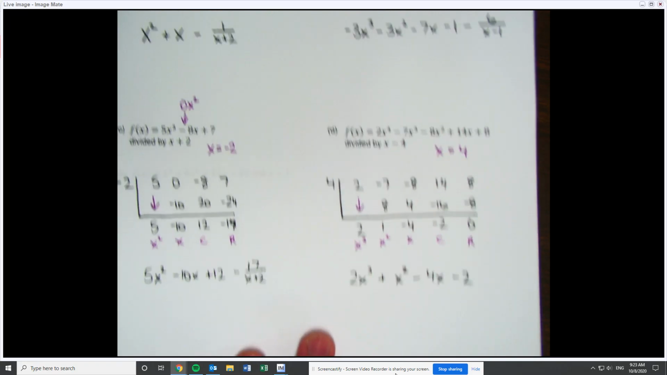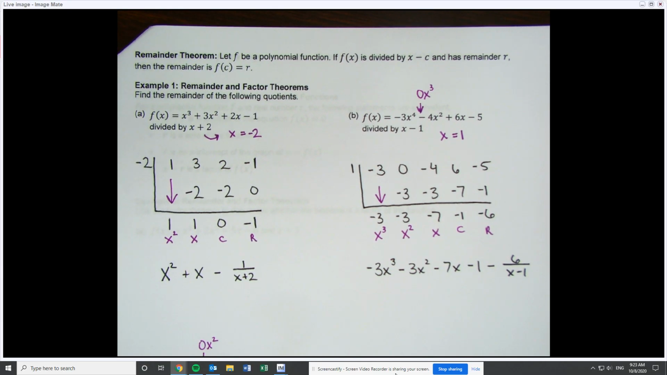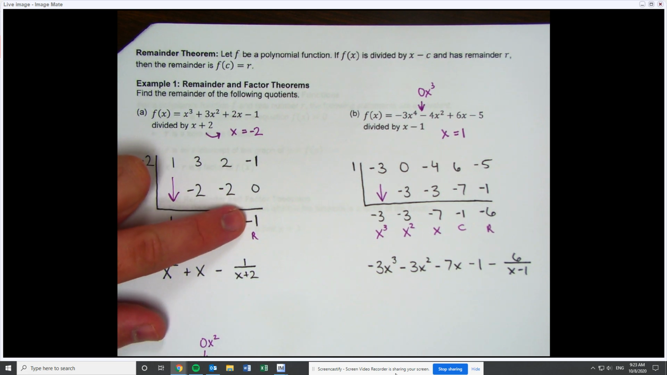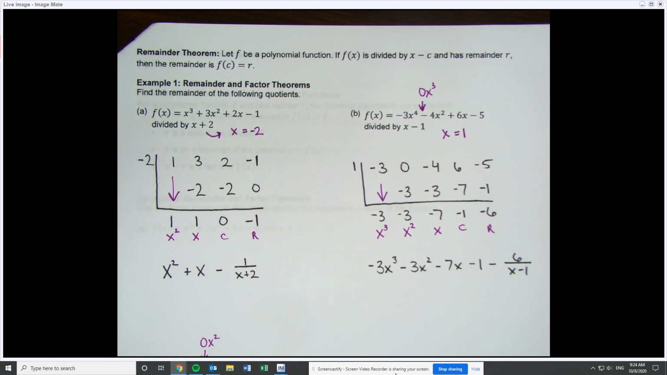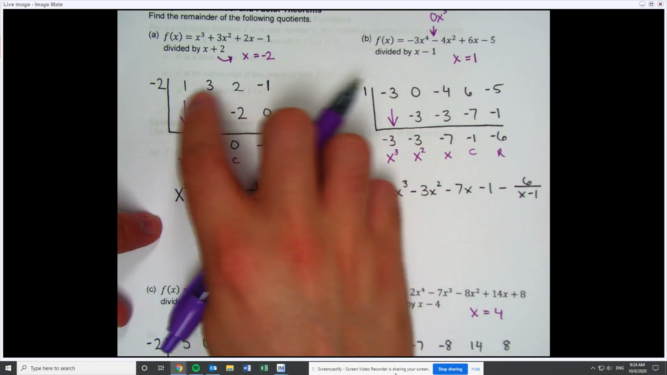Let's go back up and look at this top property. This property says that if f of x is divided by x minus c, which is what we've been doing, and has a remainder r, whatever number it is that we label r, then that remainder is the same thing as if we plugged what we divided by into the function. Now, that might not make a whole lot of sense in words to you. That's why I want to do these problems first. What this is telling us is right here.